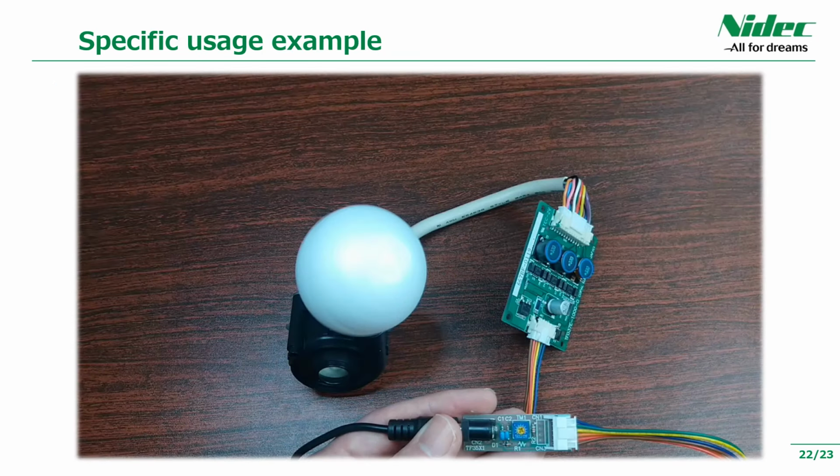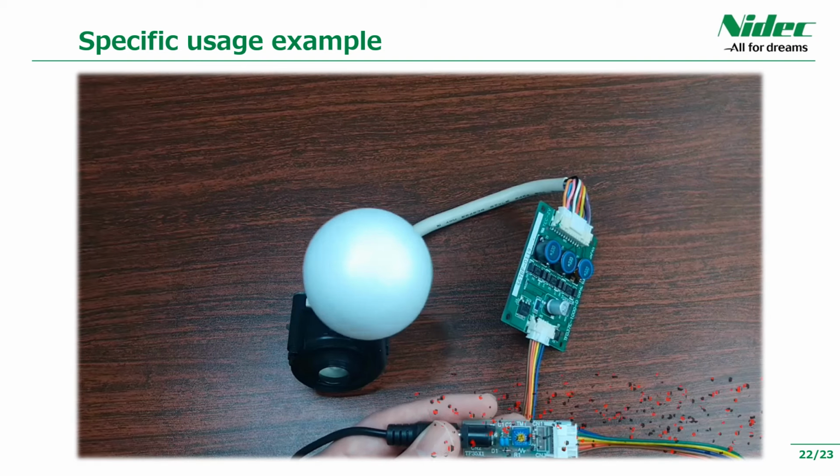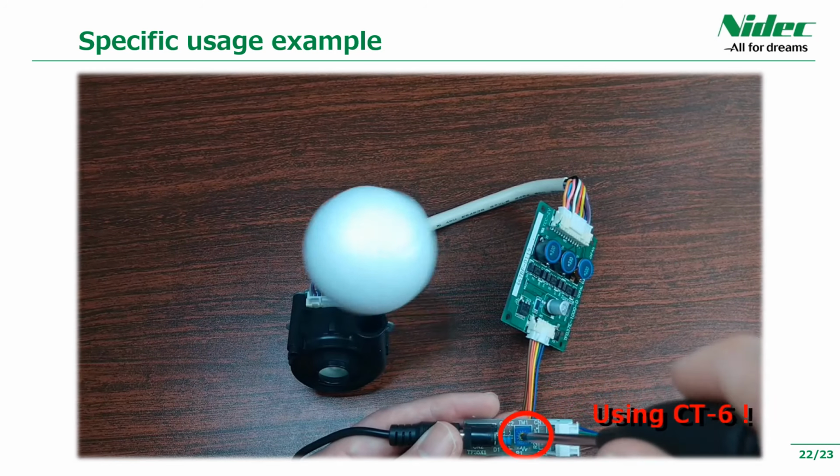Next, please watch the video clip about the usage example. In this video, we use microblower to raise the white ball. The rotation of the trimmer potentiometer can make the resistance value change, and that can increase or decrease the air volume as you see the white ball flows up and down. Please note that the trimmer potentiometer is abbreviated as trimmer in this video. The trimmer uses our product CT6.